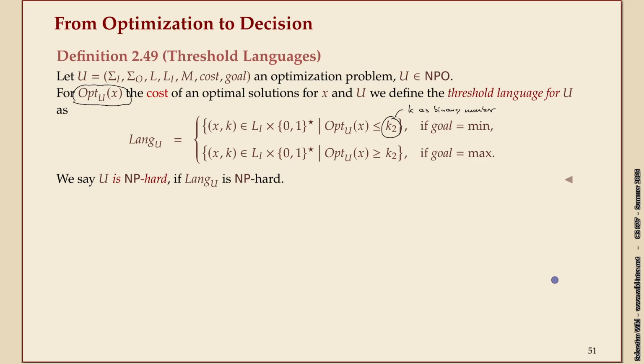So is it clear what the threshold language is? You take an optimization problem and you turn it into the threshold language by taking all the pairs of instances and the threshold where the optimal value is better than the threshold. Okay. We say such an optimization problem is NP-hard when this threshold language is NP-hard. Formally, we have only defined NP-hardness for languages. That's why we need this definition to lift it to optimization problems.